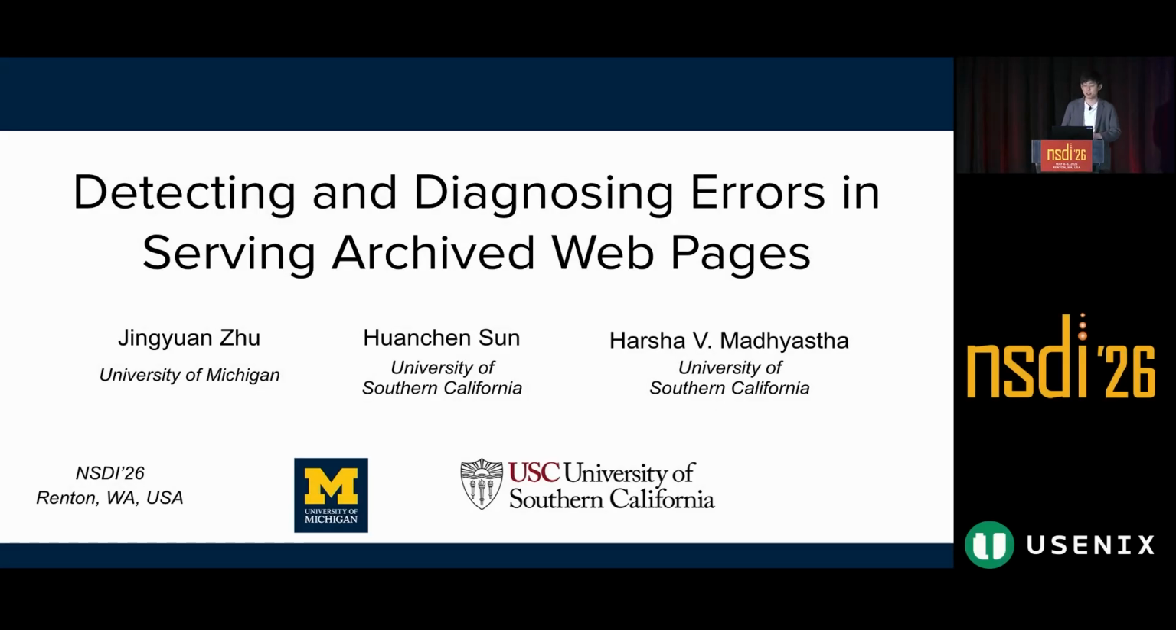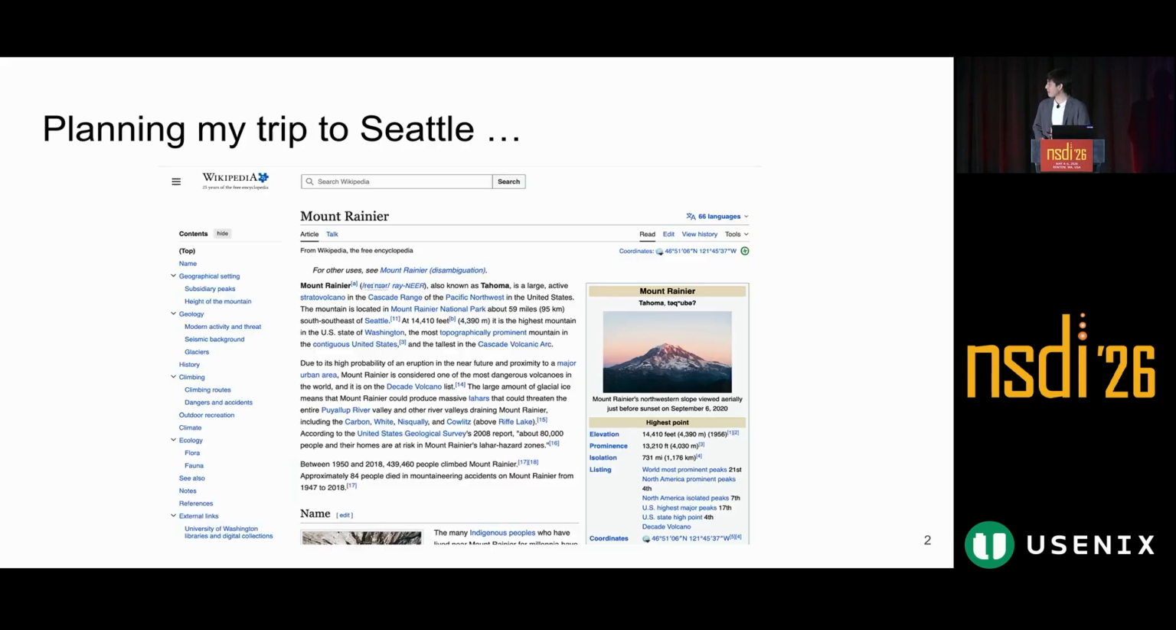Today, I want to talk about the project that we've done to help improve the fidelity in archived web pages. But I guess most of us probably have very little idea about this topic, so I'll start by giving some context. Let's start by talking about planning my trip to Seattle. I guess all of us are coming here for the conference. Some of us might want to spend some extra time afterwards touring around the city. For these folks, I would recommend Mount Rainier, based on what I've read on this Wikipedia article.